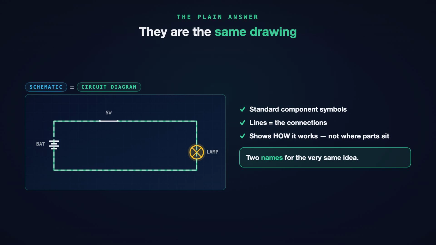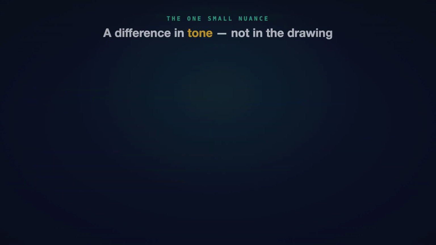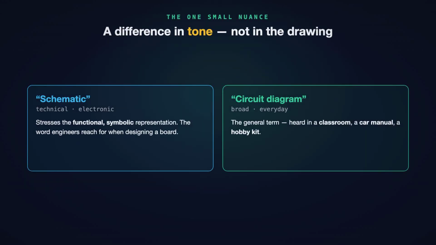Now, the nuance, because there's a small one, and it is worth 30 seconds. The two words carry slightly different flavor. Schematic leans technical and electronic. It stresses the functional, symbolic representation. Engineers designing a circuit board reach for the word schematic. Circuit diagram is the broader, everyday term. It is what you will hear in a classroom, in a car manual, in a hobby kit.